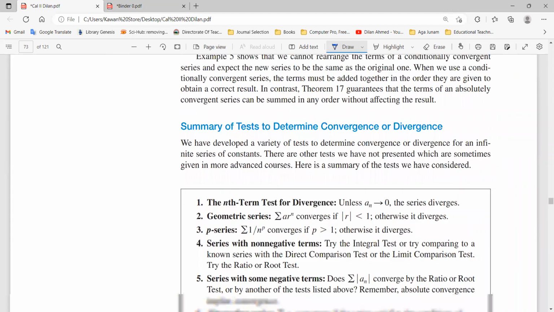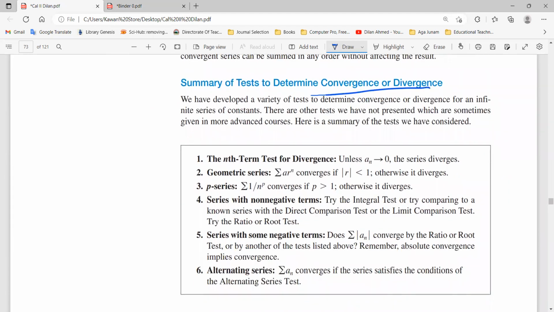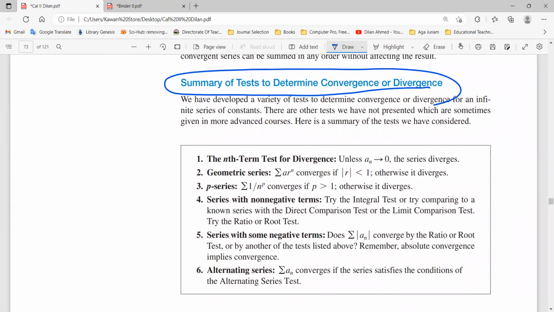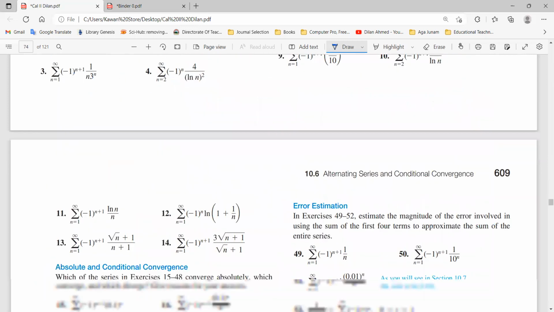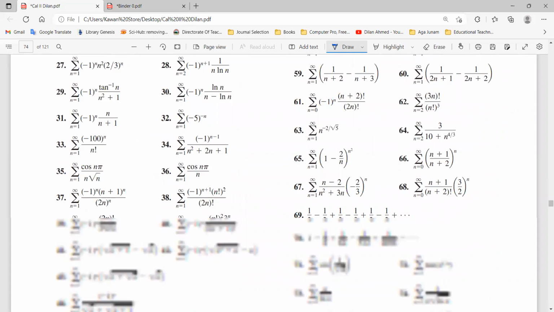This is the summary of what? Convergence and divergence of your first entity, second geometric, third p series, that one, and the series of negative terms, alternating series tests, ratio and root tests. Comparison test, limit comparison test, ratio and root, you can see all of them. So from 10.2 till 10.6, you got all this. You got it, guys?